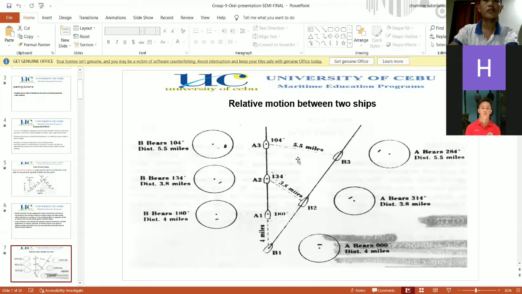So here, the relative motion between two ships. We have A1, which has a bearing of 180 to 134 to 104. At different intervals, every 6 minutes, the bearing and distance change. Also in ship 1, B1 to B3 bearing and distance.